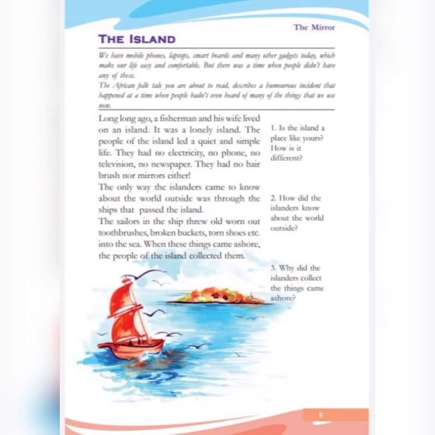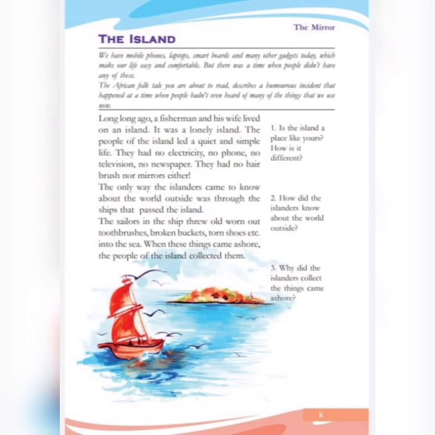these ships. The sailors in the ship threw old worn out toothbrushes, broken buckets, torn shoes, etc. into the sea. When these things came ashore, the islanders collected them. They got these items from the ships that passed through the island. That means they got toothbrushes, broken buckets, and torn shoes, etc. from the ships that passed through the island.